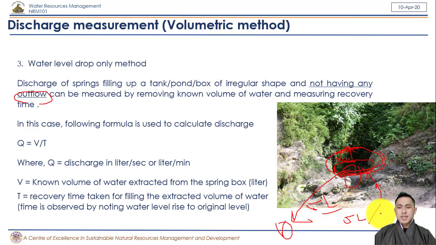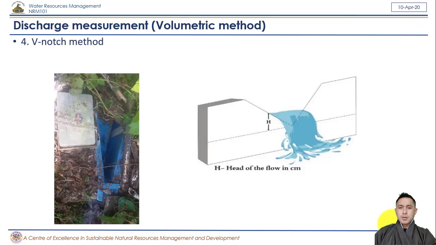5 liters, if it is taking around 3 minutes, 5 liters per 3 minutes, so that's around 1.7 per minute. So try to calculate 1.7 liters per minute. So that's the discharge, that's the water quantity that the stream or river that you just connected has. So that's the second method, the water level drop method. You're basically dropping the level.